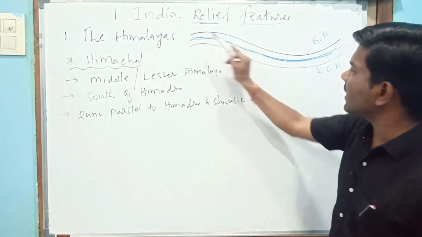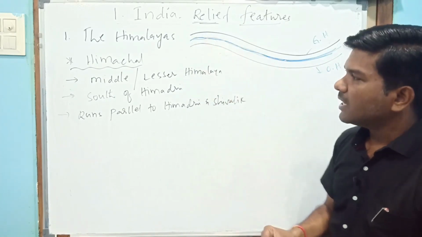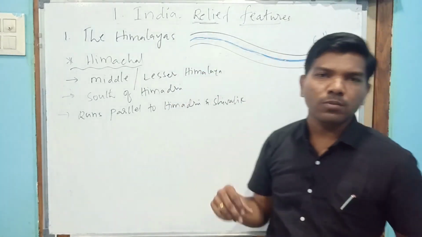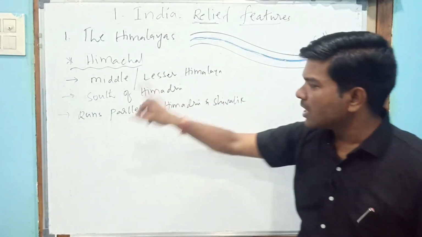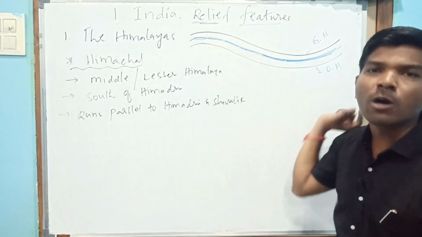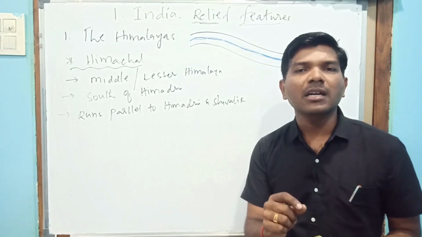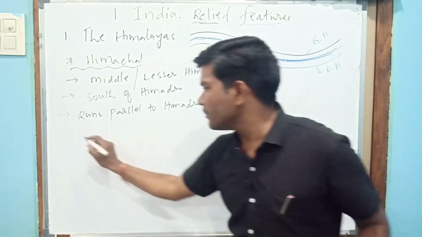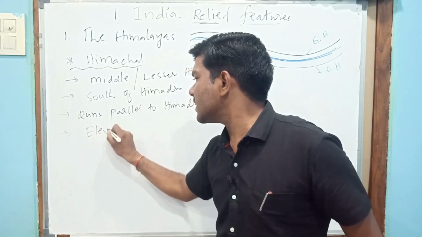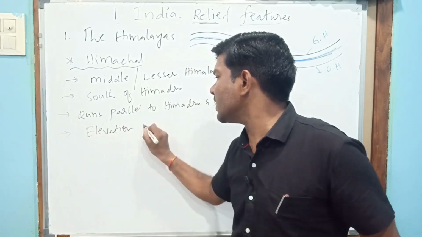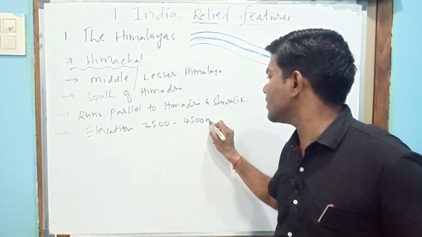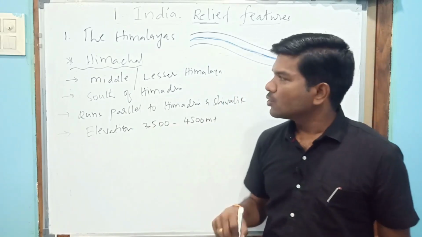It is the greater Himalayas and outer Himalayas. Our Himachal is also running with the remaining two. So it runs parallel to Himadri and Shivalik. This is the important point. Next, what about the elevation? The elevation is 3,500 to 4,500 meters.